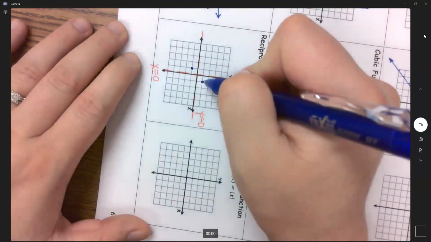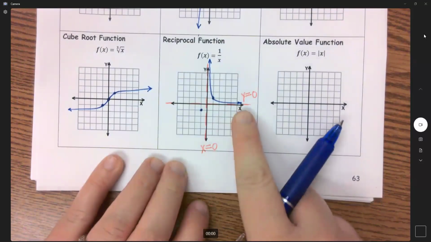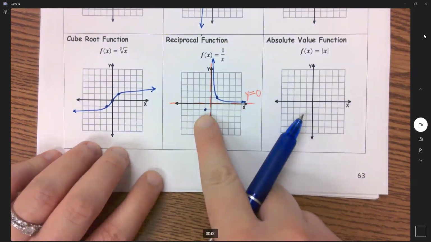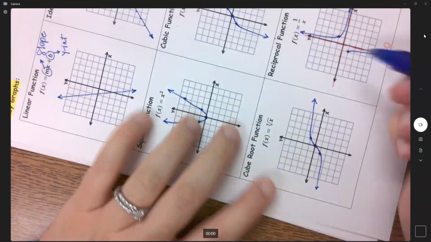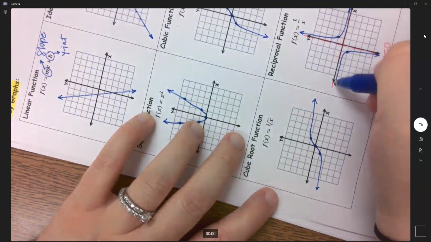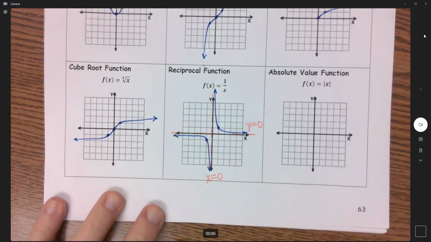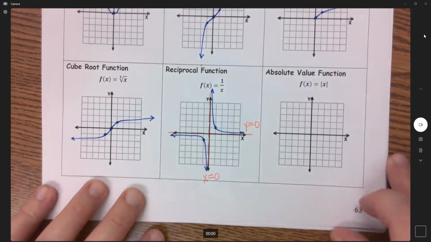And then it's going to do the same thing here. It's going to get closer to that asymptote, but not touch it. And then here at -1, -1, it's going to do the same thing. It's going to get closer to this asymptote and closer to this asymptote. So the graph is just those blue lines there, but those asymptotes help us craft that.